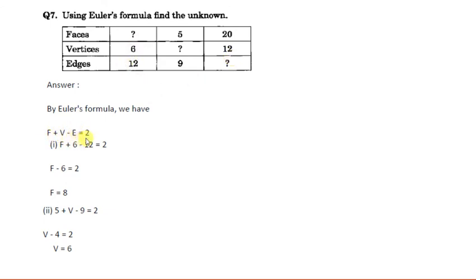F plus V minus E equals 2. F is unknown, V is 6 and E is 12, and 6 minus 12 is minus 6. Then transfer this minus 6 to the right side, you get the number of faces is equal to 8. In the second part, V is unknown, F is 5, E is 9, so 5 minus 9 is minus 4. Transfer this to the right side, we get V equal to 6.